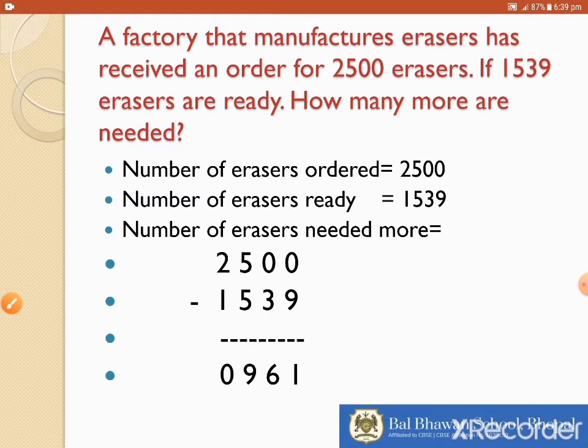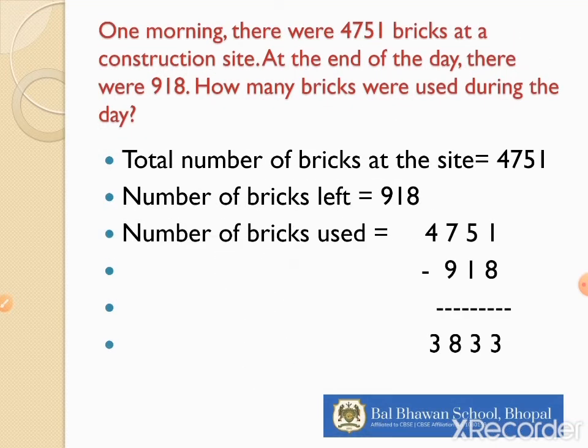Now look at the next question. Question is, one morning there were 4,751 bricks at a construction site. At the end of the day, there were 918. So, how many bricks were used during the day? In this question, the information about number of bricks on a construction site is given. Here, the total number of bricks were 4,751 and some bricks are used and 918 bricks are left.